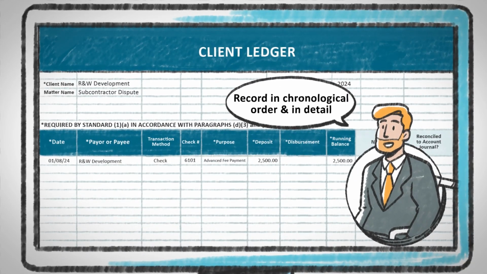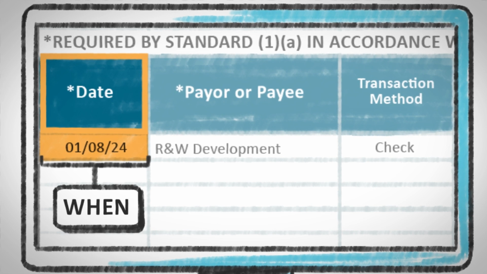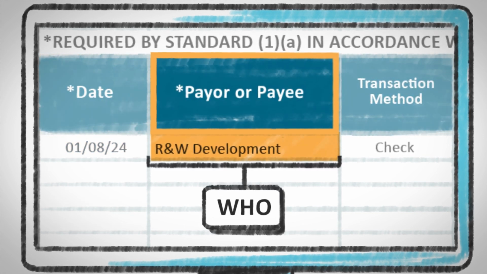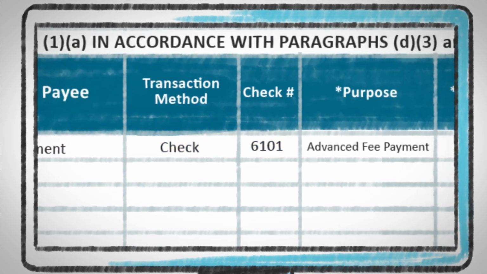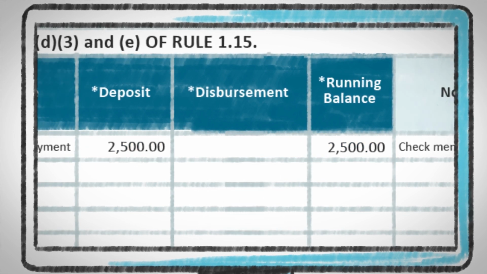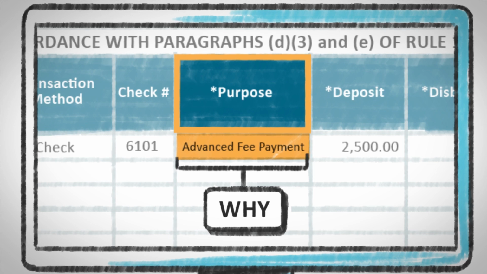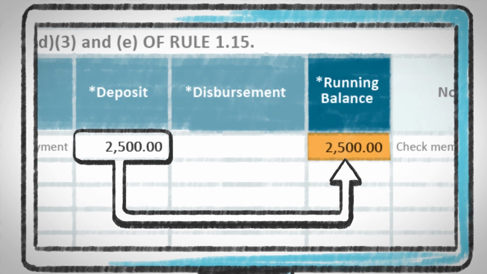Now that you know the importance and function of the client ledger, let's look at the first transaction. The first transaction was a deposit on January 8, 2024. When? The date your client retained your services and you deposited their advanced fee payment. A check from R&W Development. Who? Check 6101. How? In the amount of $2,500. How much? Which is an advanced fee payment that is documented in the purpose column. Why? Since this is the first transaction in this client's ledger, the current running balance matches the deposited amount.